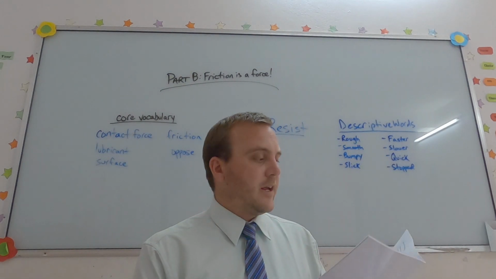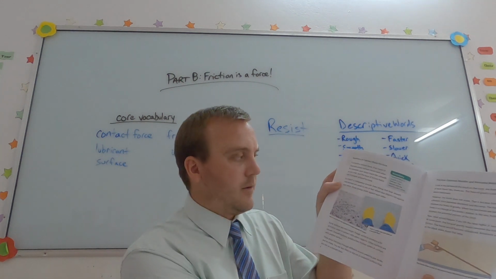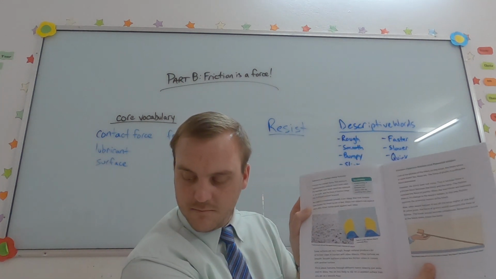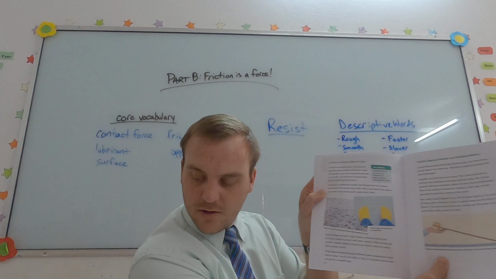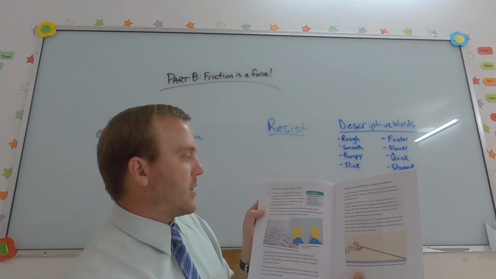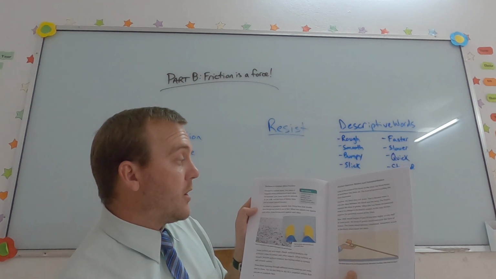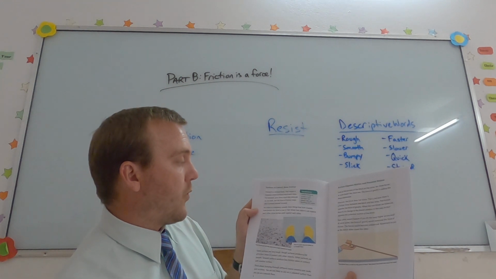All right, page 8. Surfaces in contact make friction. Friction is a contact force. That means it happens where surfaces touch each other. For example, when your shoes touch the sidewalk as you walk, the force of friction helps to propel you forward.